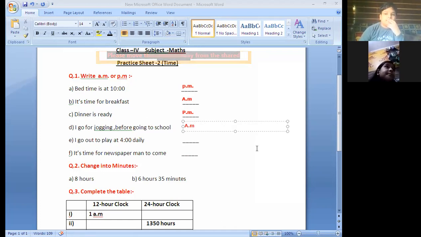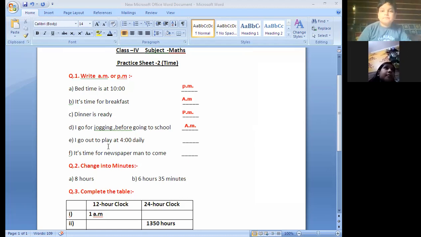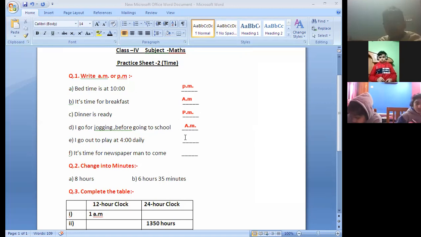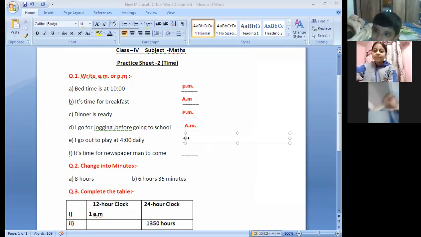Good. So the next one is Shaurya Gehlot, unmute yourself. Yes, ma'am. Okay, next one, write portion also. I go out to play at 4 p.m. daily. Because it is not possible for you to go out to play in the morning, yes or no? Because you are too small. So here what are we going to use? PM. Yes, exactly. So we are going to put PM here. Very nice.